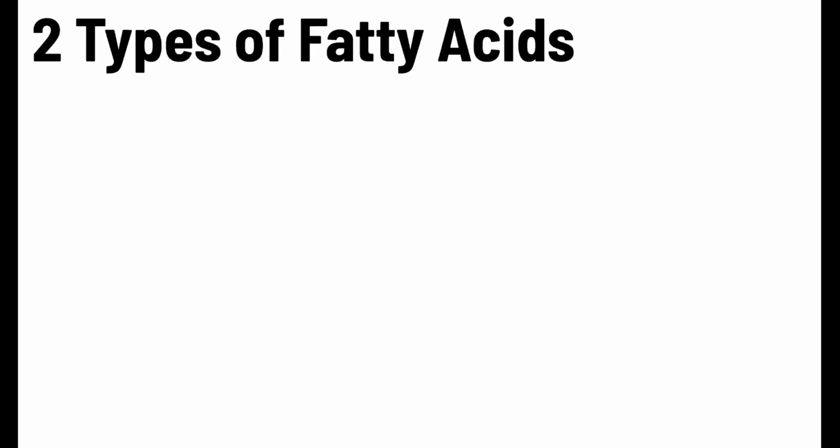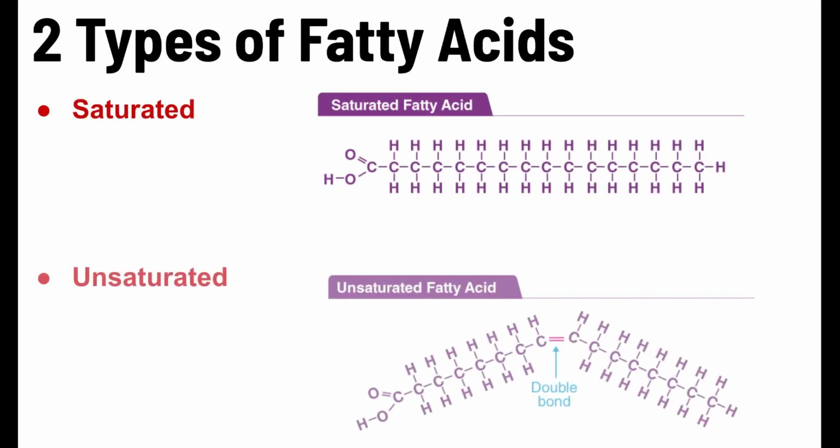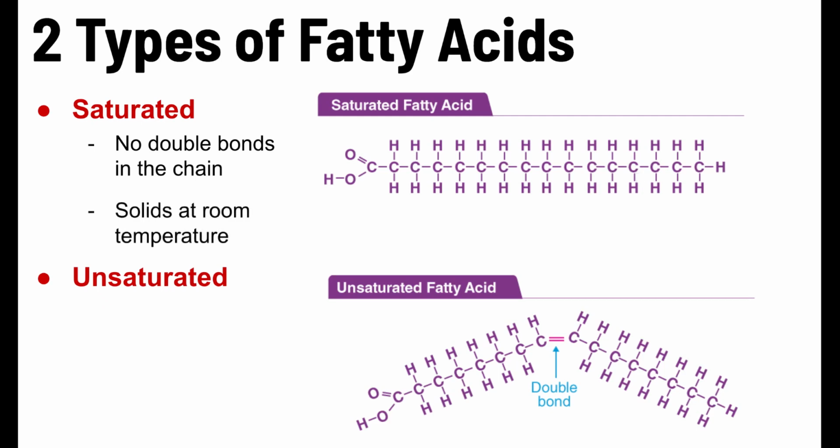Now, there are two types of fatty acids. There are saturated fatty acids and unsaturated fatty acids. A saturated fat is one that doesn't have a double bond in the chain. So you can see that once you're looking at the chain here, every single carbon is bonded to four other things. And saturated fats also are solids at room temperature. These tend to be really unhealthy for you.